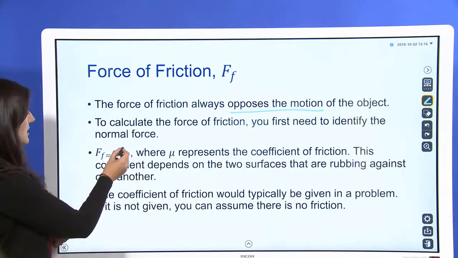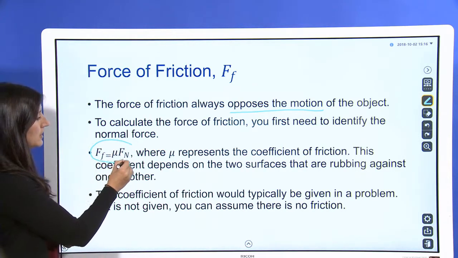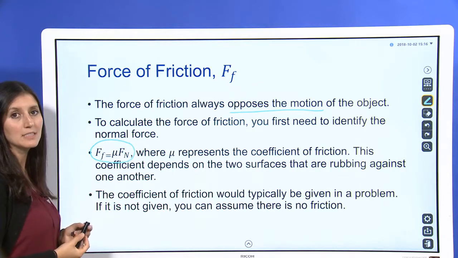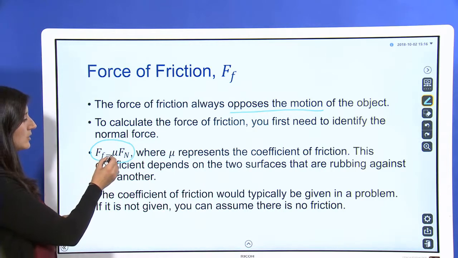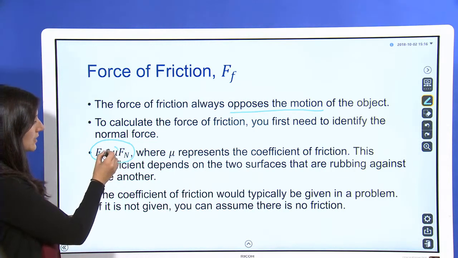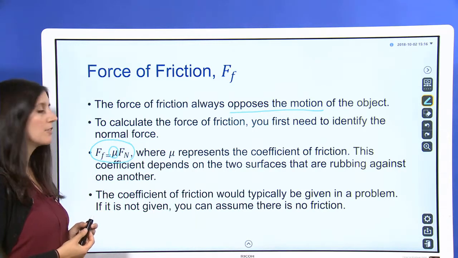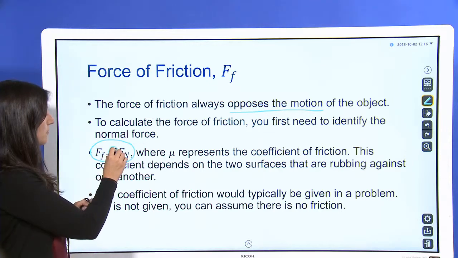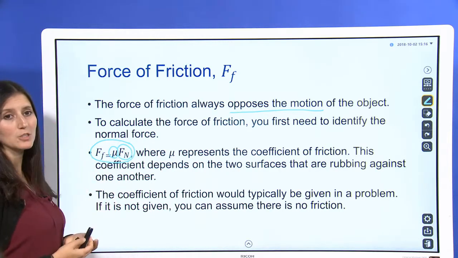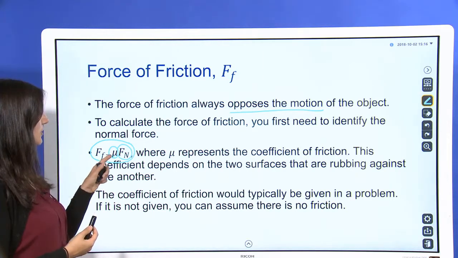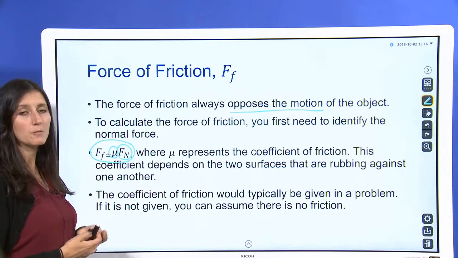That's because the equation for the force of friction, which will be given to you on a test or an exam, is equal to the coefficient of friction, this right here, mu, times the normal force. So we first need to calculate the normal force before we can calculate the force of friction. Now, the bigger the coefficient is, the bigger the force of friction is.